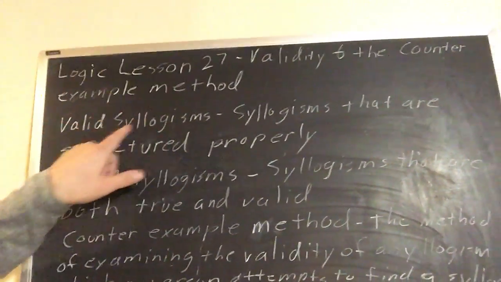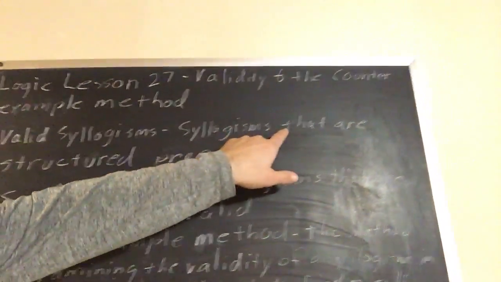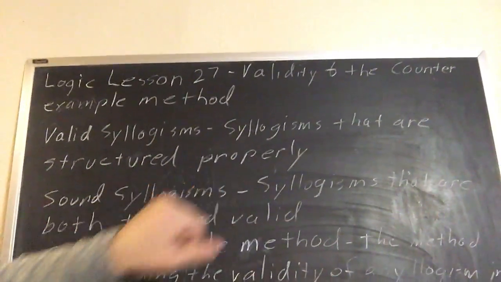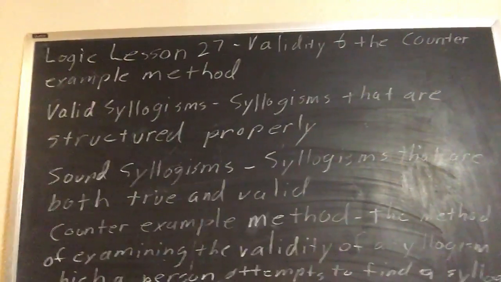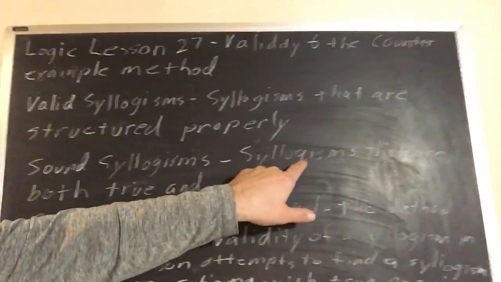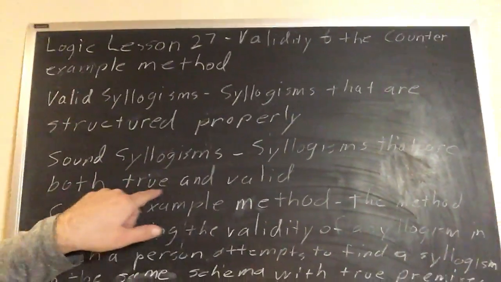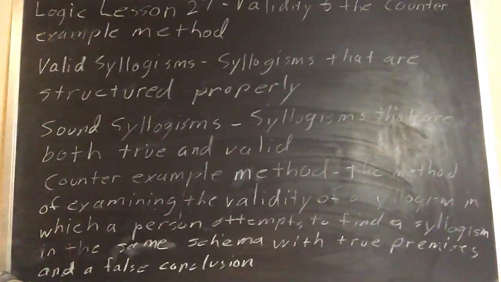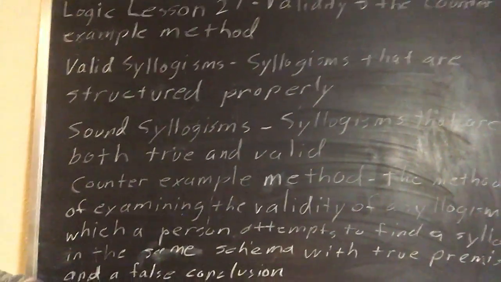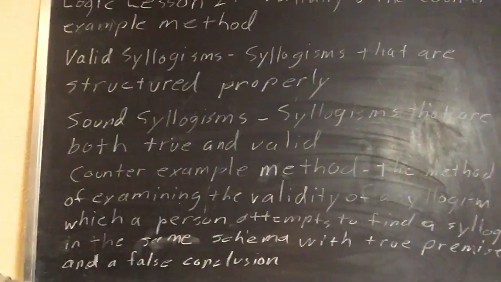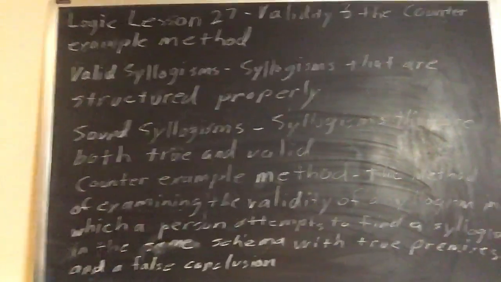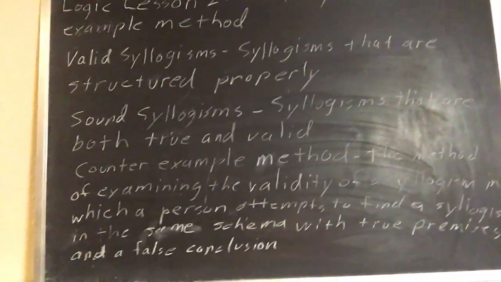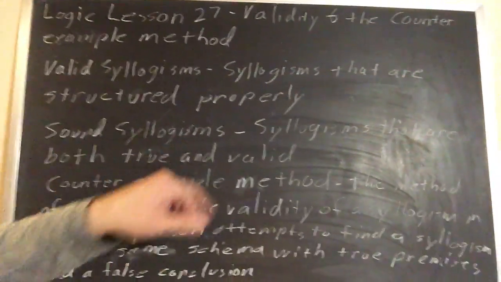So you have valid syllogisms, which are syllogisms that are structured properly. Sound syllogisms are syllogisms that are both true and valid. So you can have a valid syllogism that isn't true, or a true syllogism that's not valid. But if you have a sound syllogism, that means it's both true and valid.